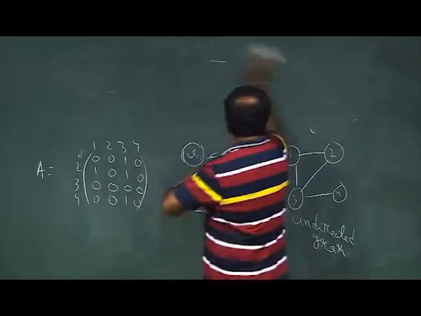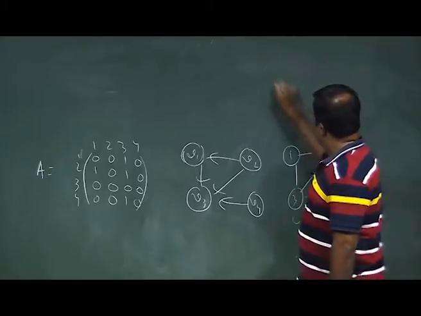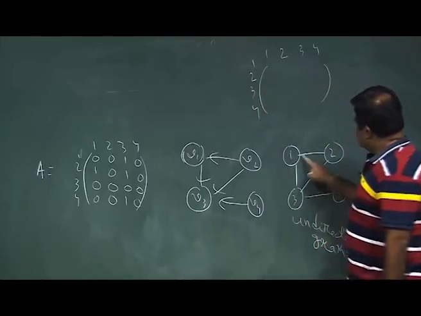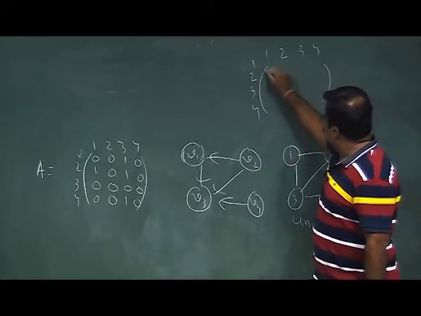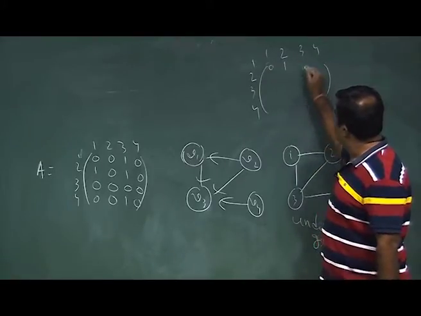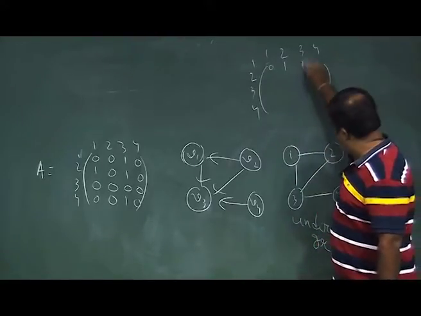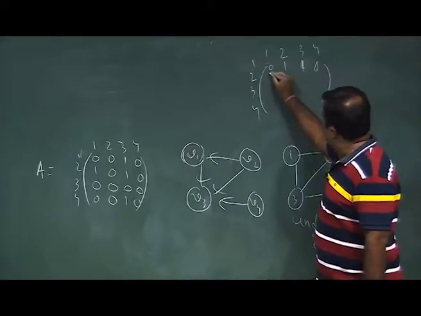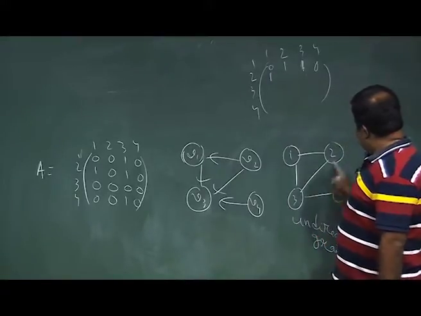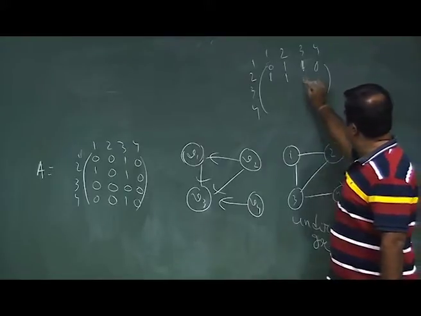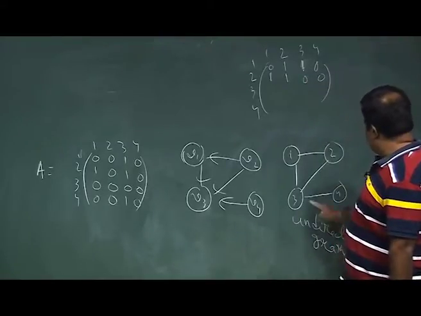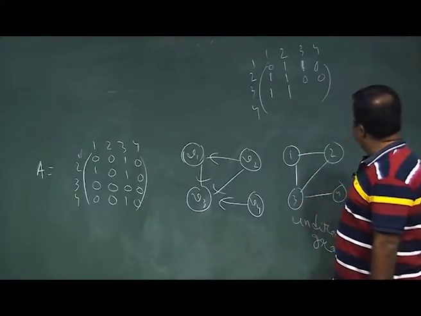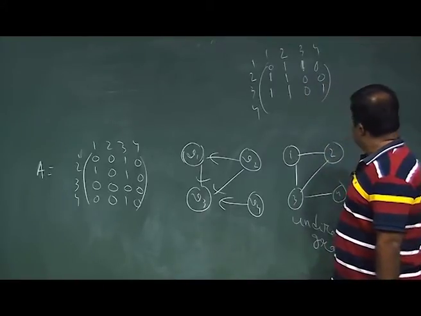and if the graph is an undirected graph, corresponding to this graph, what is the matrix? 1 2 3 4, 1 2 3 4. So, we have an edge between 1 and 2. So, this is 1 2: 1 to 1 is 0, 1 to 2 we have an edge, 1 to 3 we have an edge, 1 to 4 no edge. So, 2 to 1 there is an edge, 2 to 3 there is an edge, and 0 0, and then 3 to 1 there is an edge, 3 to 2 there is an edge, 3 to 3 there is no edge, 3 to 4 there is an edge.